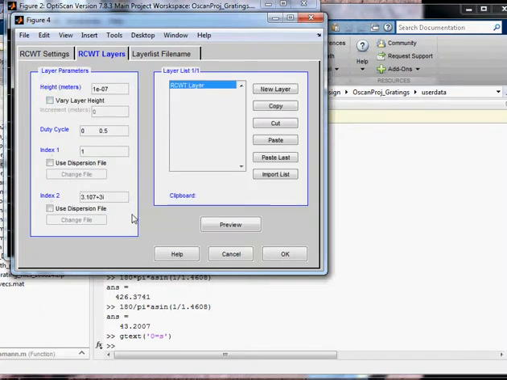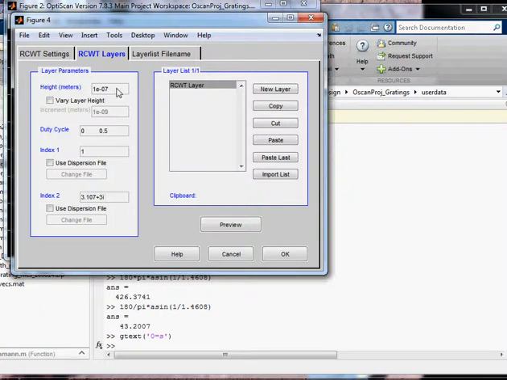Then we're going to go into RCWT layers, and yours may or may not look like this, but what we want is 1 layer of chromium. So we're going to specify the height of the chromium at 100 nanometers here, and that'll be for this layer. We only need 1 layer, so we don't need anything else there.